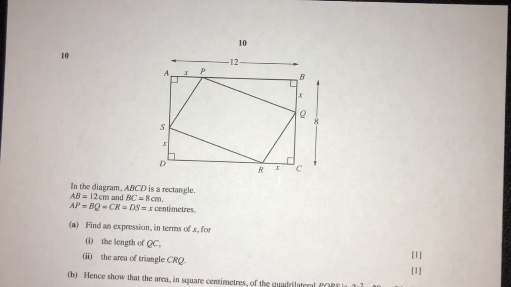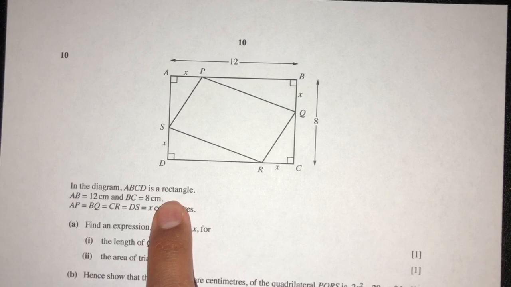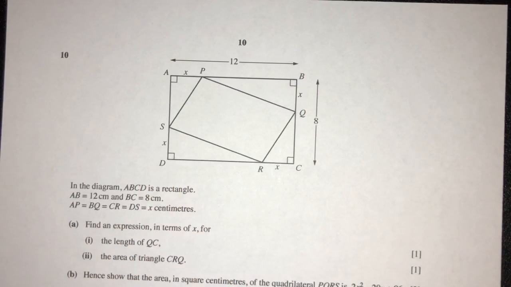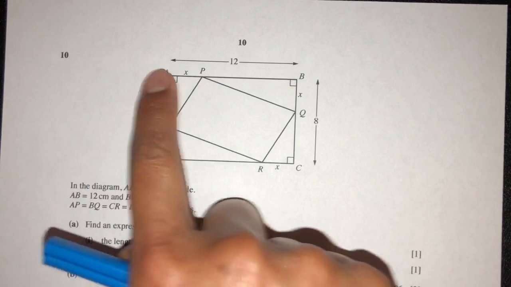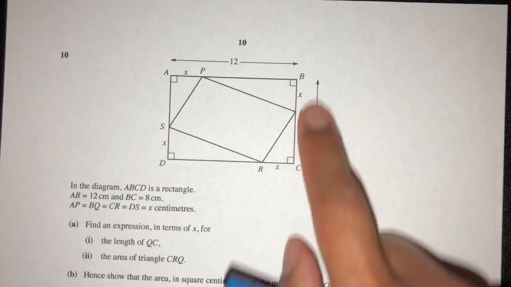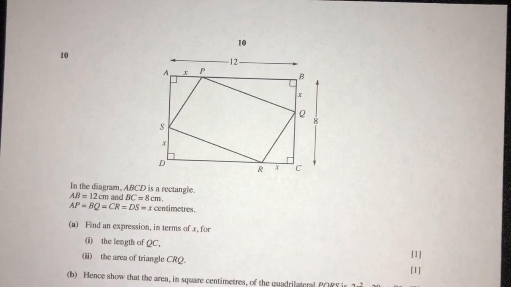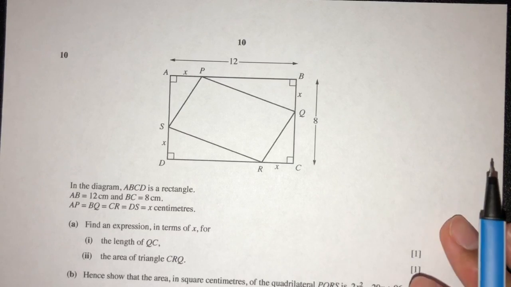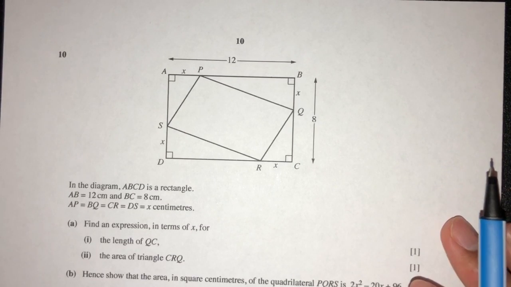So let's move on to question number 10. In the diagram, we have ABCD is a rectangle. So ABCD is a rectangle. Good to know. Now we have AB as 12, BC is 8, and AP, BQ, CR, DS are all X. So what can we derive here? So pretty easy. We can try to derive a few lengths if you want to.